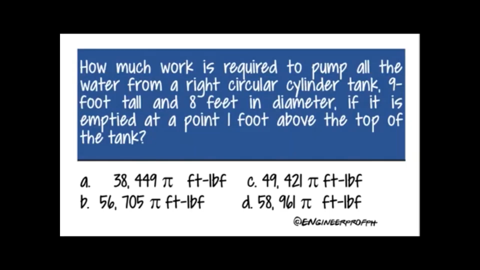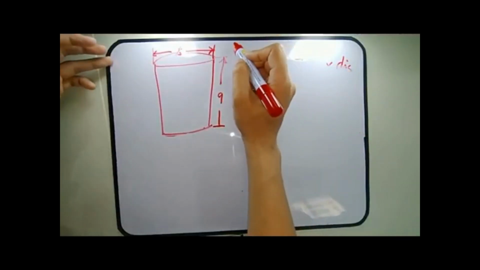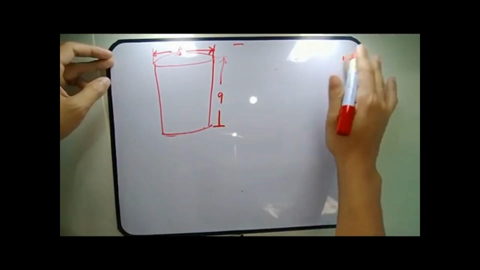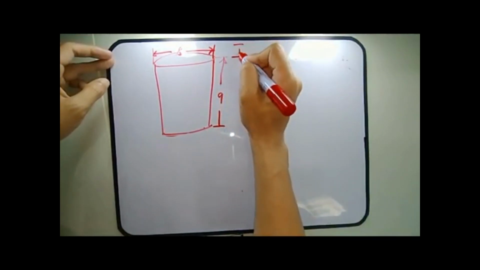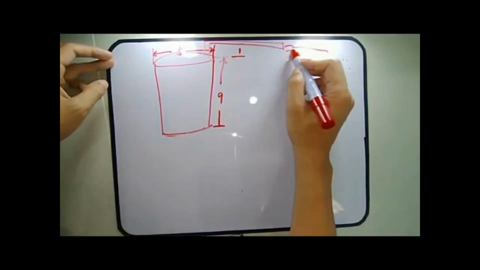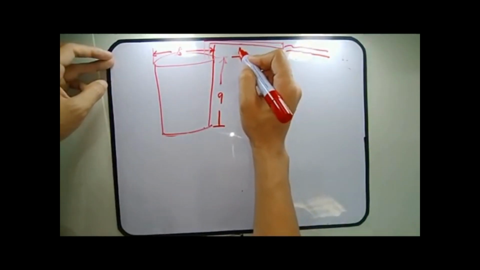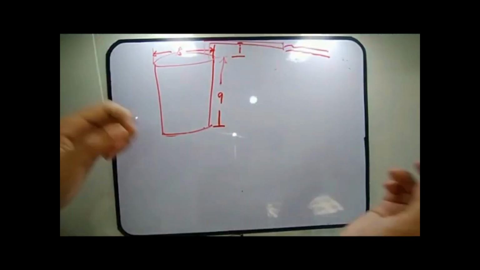So in this first problem, guys, how much work is required to pump all the water from a right circular cylinder tank 9 foot tall and 8 feet in diameter if it is emptied at a point 1 foot above the top of the tank. Water is actually pumped 1 foot above the tank, so this is 1 foot height. So the fluid in the tank is water.